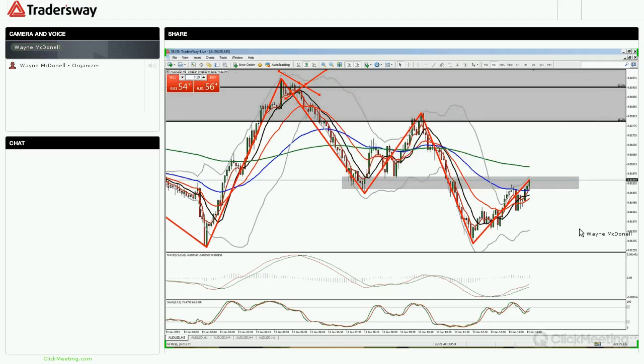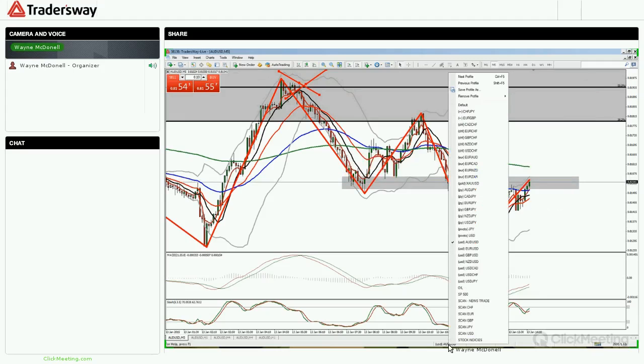Same trade, two different currency pairs. All I'm doing is buying. Okay. Let's try euro dollar.